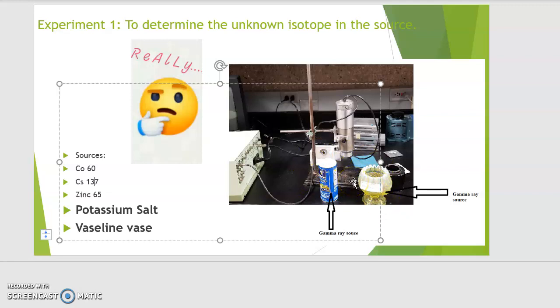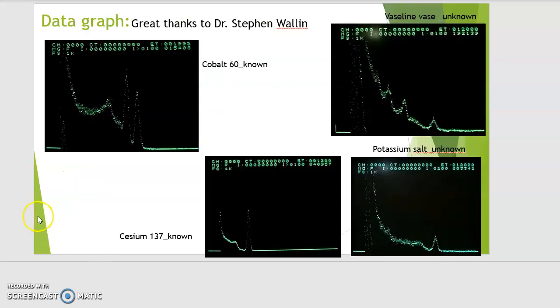For this lab, to collect the data takes a long time. I really want to thank Dr. Stephen Walling. He took the experiment from the lab last week and did this experiment at his house. And here, this is the data he collected.